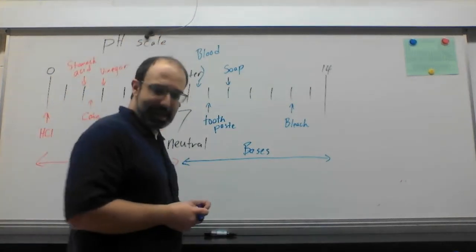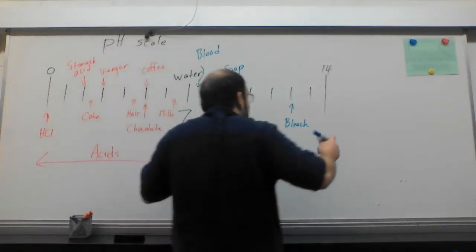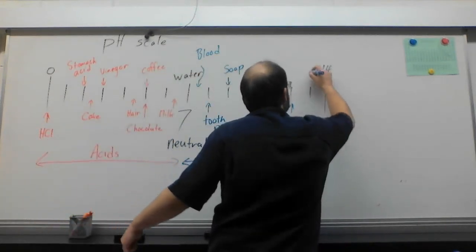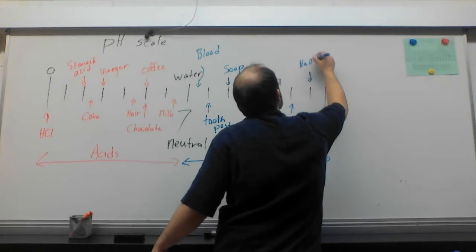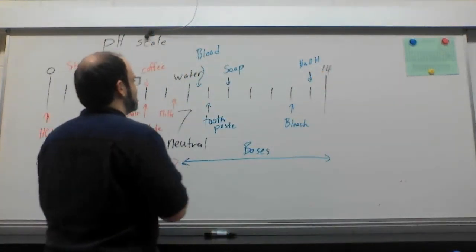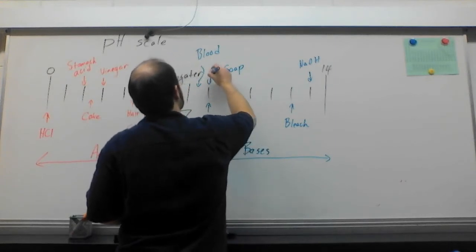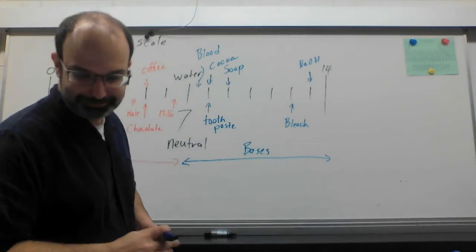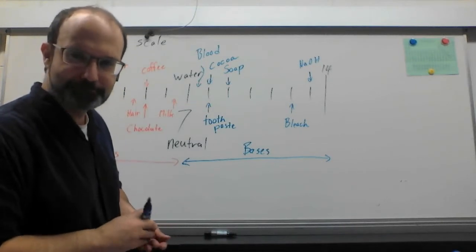Finally, what about that NaOH that we just talked about? Well, you'd think, given that the HCl was 0, you'd think the NaOH would be all the way here at 14, but no, it's actually right here at 13. And then we got one more, which is usually a bit of a surprise. Right here at 8, we got one more cool one. Cocoa.